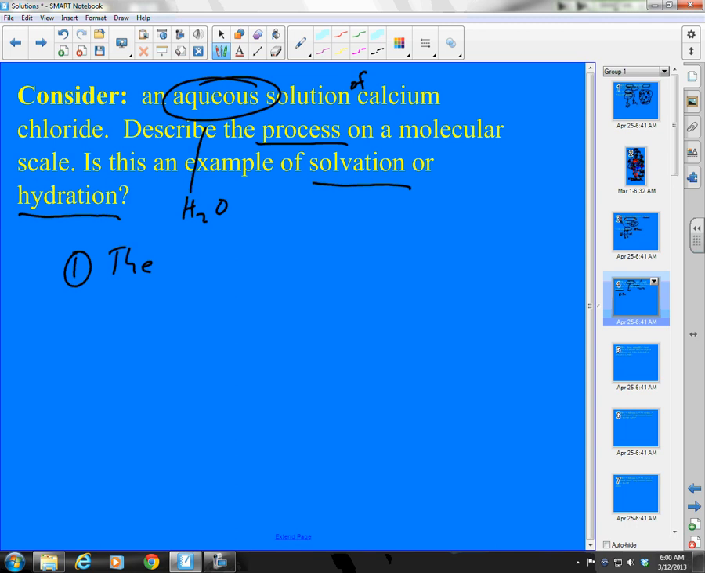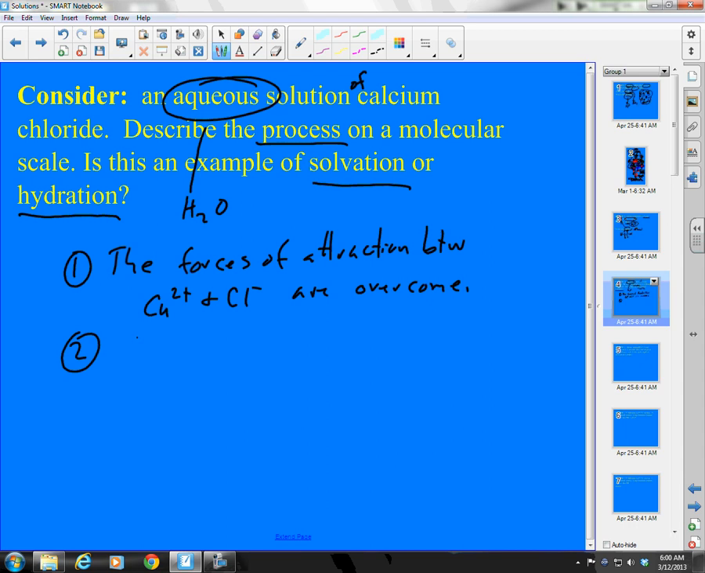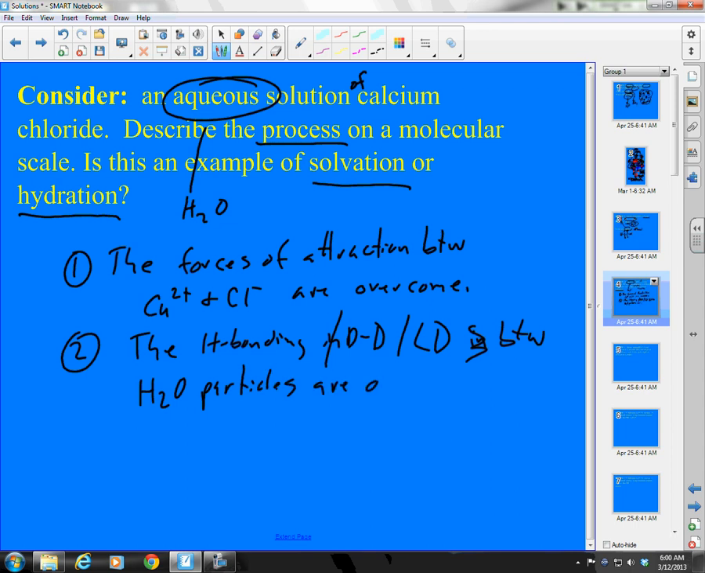So step one, the forces of attraction between calcium and chlorides are overcome. Good. Number two, the hydrogen bonding, dipole, and London forces between my water particles are overcome. Good.